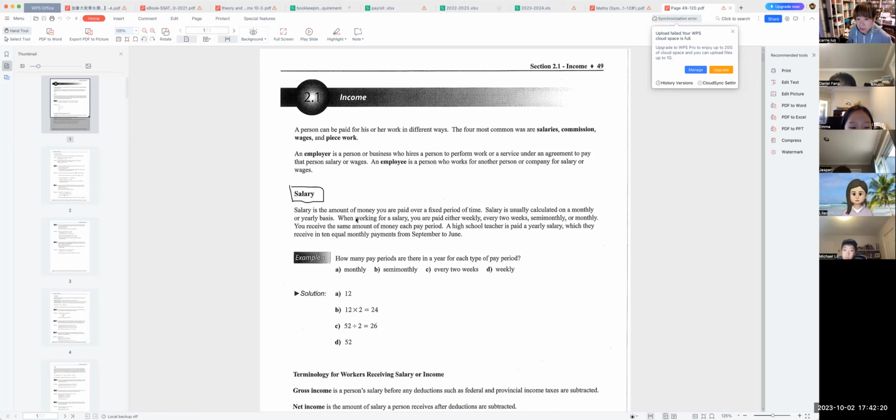Salary is the amount of money you are paid over a fixed period of time. Salary is usually calculated on a monthly or yearly basis. When working for a salary, you are paid either weekly, every 2 weeks, semi-monthly, or monthly. You receive the same amount of money each pay period. A high school teacher is paid a yearly salary, which they receive in 10 equal monthly payments from September to June. Why is it not 12 equal monthly payments?